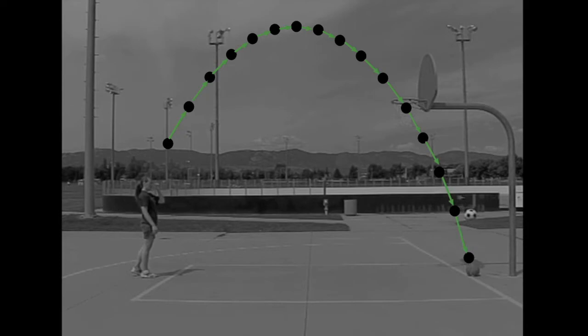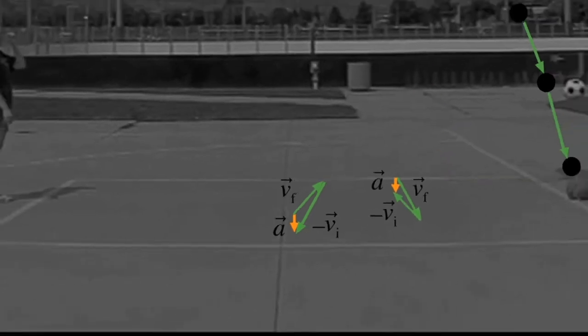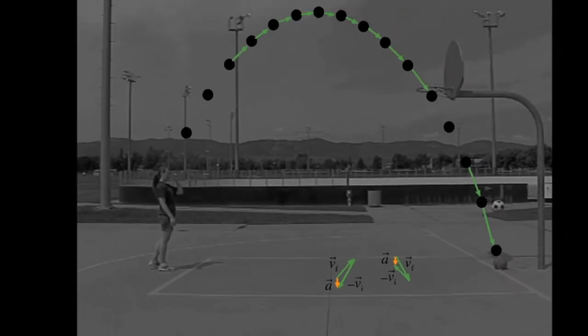Now we're going to take the difference in the velocity vectors for successive positions. And if we do that, we get the acceleration. And you can see the acceleration is directed straight down. And it doesn't matter which pair of points we take, the acceleration is always pointed straight down. So now, let's consider the motion of the basketball in two parts.